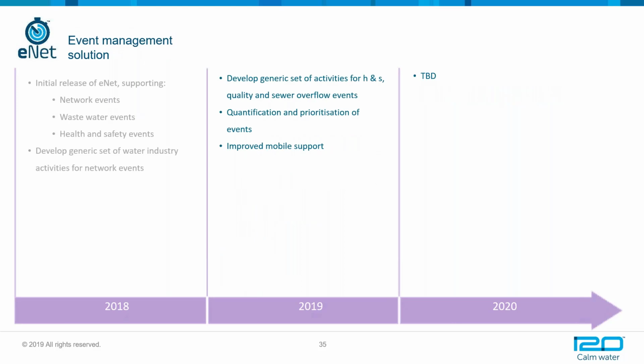Finally, on to eNet. As you already know, eNet was released last year and supports network events, wastewater events, and health and safety events. Last year, we developed a generic set of water industry activities for network events, and this year we'll be working on developing activities for health and safety, quality, and sewer overflow events, as well as improving the mobile support.